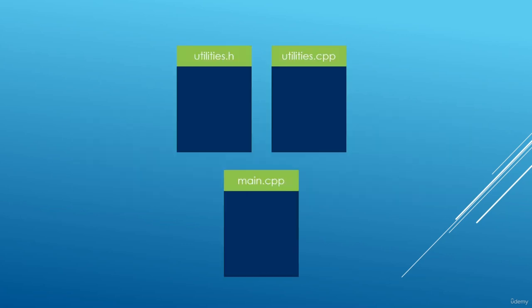We will be using a simple program which is going to be split into three files. We're going to have a utilities header file. We're going to have a utilities CPP file which is going to contain some functions that we want to call. And we will have a main CPP file which is going to contain our main function here.